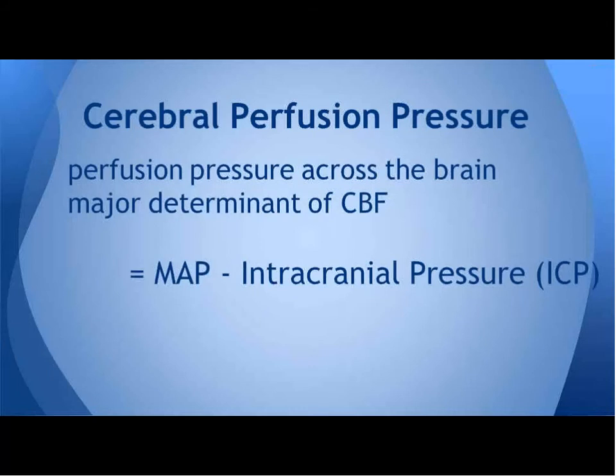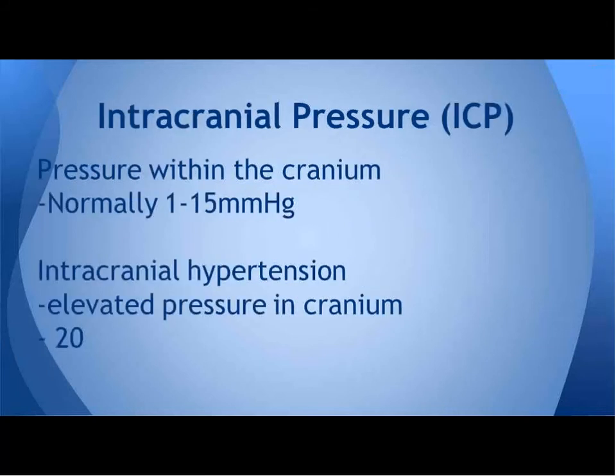A few of the terms that I'll be using: cerebral perfusion pressure. This is the perfusion pressure across the brain and the major determinant of cerebral blood flow. And it's equal to the mean arterial pressure minus the intracranial pressure, or the ICP. What is the ICP? It's the pressure within the cranium, essentially.